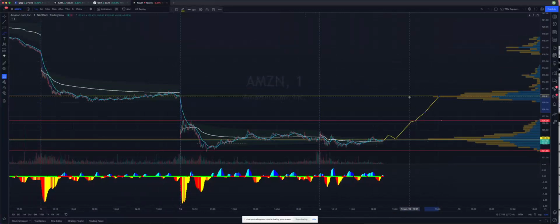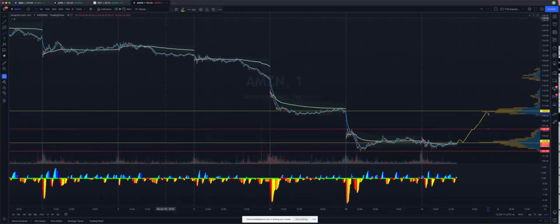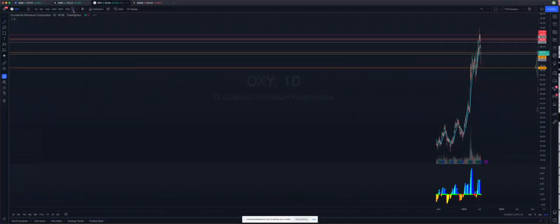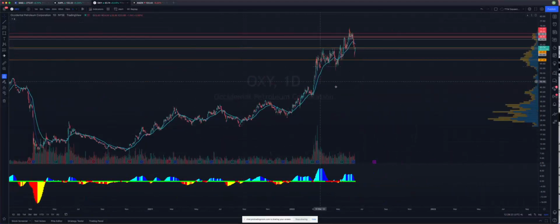And so if the buying on the Qs is starting to come out and we're coming into that level on Amazon, that's a good spot to expect a rejection, and a rejection at the very least down to the value area low there. So that's how we can plan trades that way. You can plan trades like, well, let's look at Oxy on a daily chart.